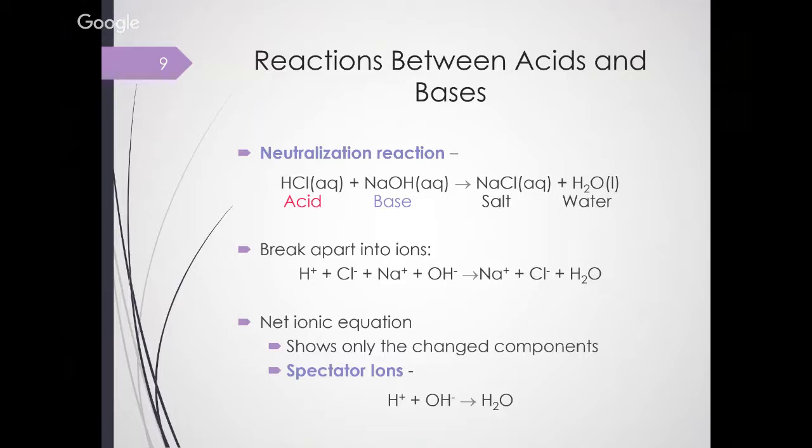If we break apart everything into its ions, we can then see the net ionic equation, if we cancel out our spectators, right, and spectator ions are the same on both sides of the arrow, then our neutralization reaction is an H+ and an OH- yields water. So your spectator ions in neutralization reactions are always going to be from the salt that you form. And your net ionic equation is always going to be H+ plus OH- is water.